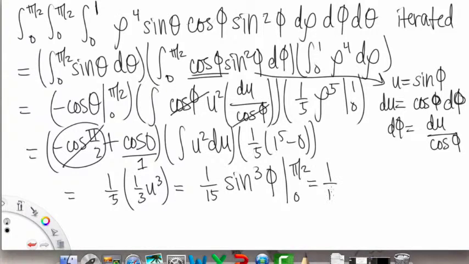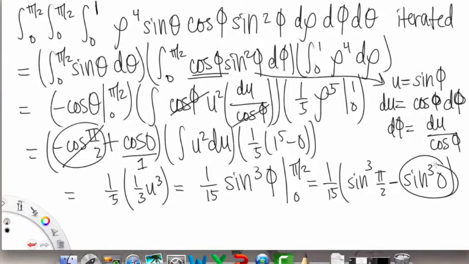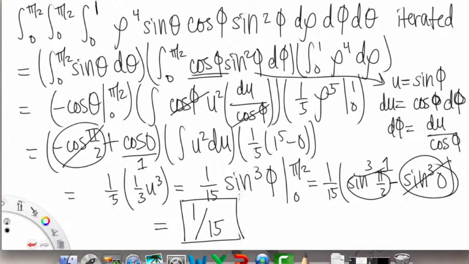And now we'll simply solve for the rest. So then we get sine cubed pi over 2 minus sine cubed 0. Sine at 0 is 0, and sine at pi over 2 is 1, right? So that'll be a positive 1. And so our final answer is just going to be 1 over 15. Okay, but that actually is not our final answer. Sorry about that. I was trying to see if you're awake there.